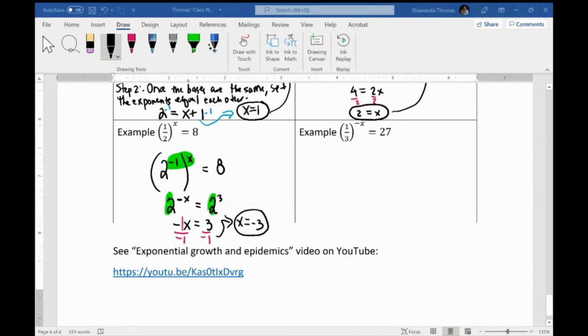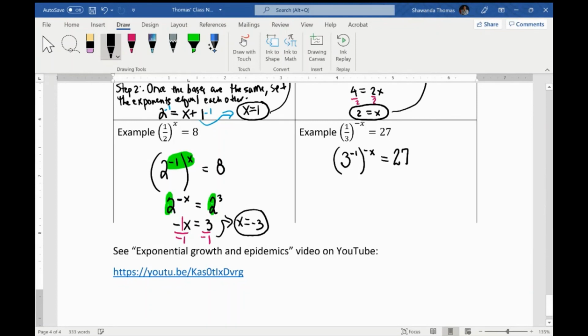1/3 is the same as what? How can that be written? 3 to the negative 1, to the -x. -1, right? Okay. So first we're going to write it like that. 1/3 is the same thing as 3 to the -1.